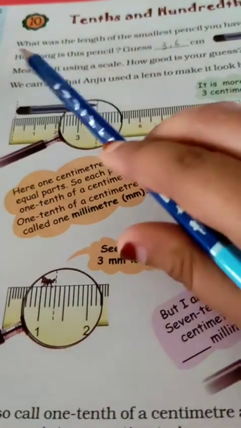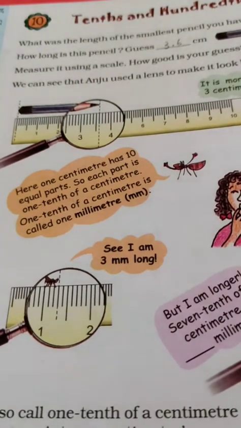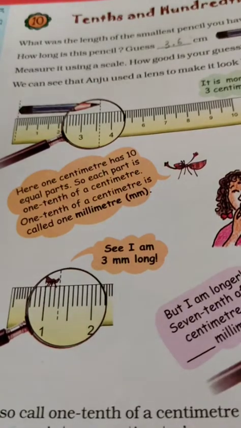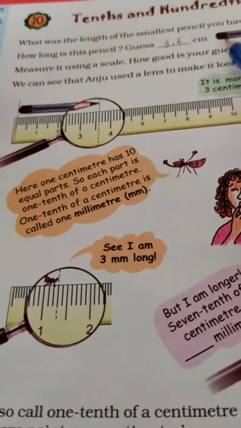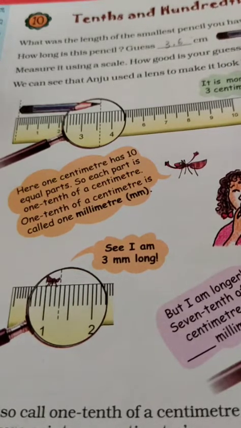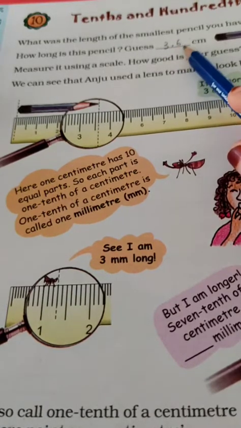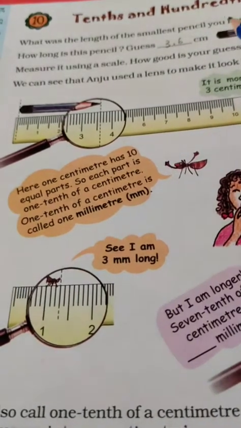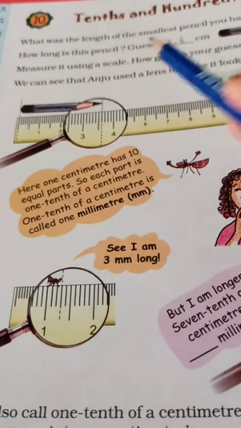Now look into your textbook. What was the length of the smallest pencil you have used? Now it is a question which is asked to you. So as kids you might be having the habit of using pencils of small size, right? So have you ever tried to measure the size of that small pencil? See, here also one small pencil is given, and if we measure this small pencil with the help of a scale, then its measurement I have got is 3.6 centimeter. Okay. So if you have any small size pencil, you have to find its length with the help of scale by yourself and write down here.